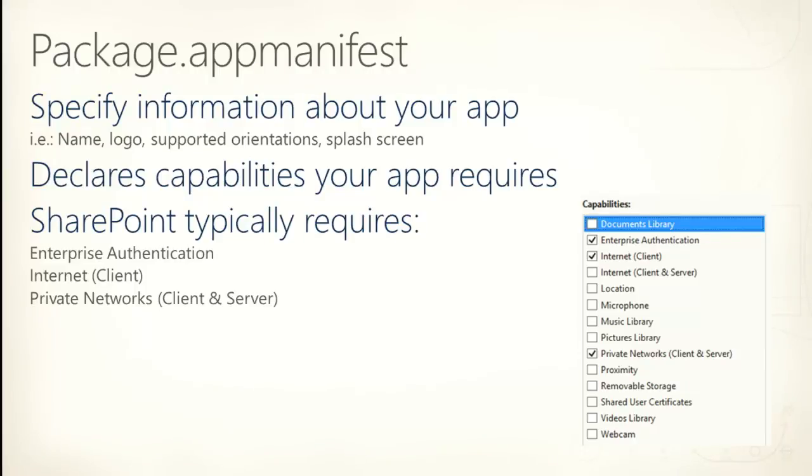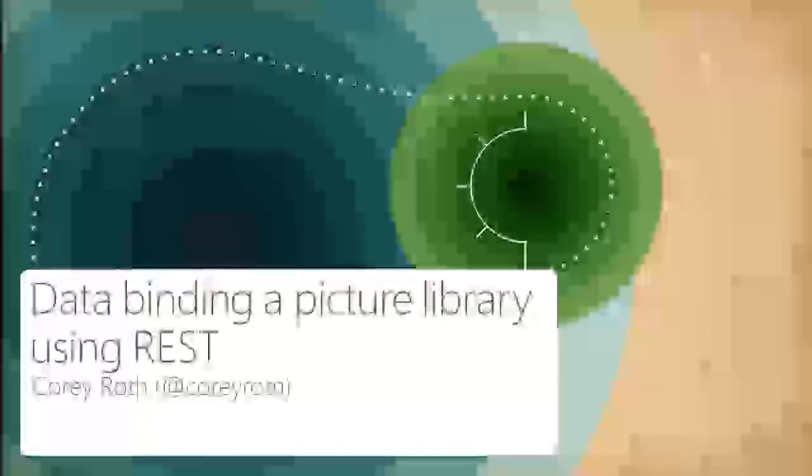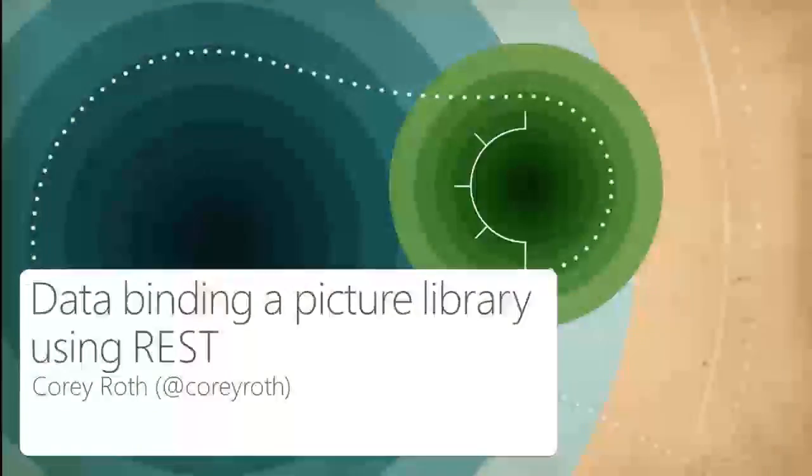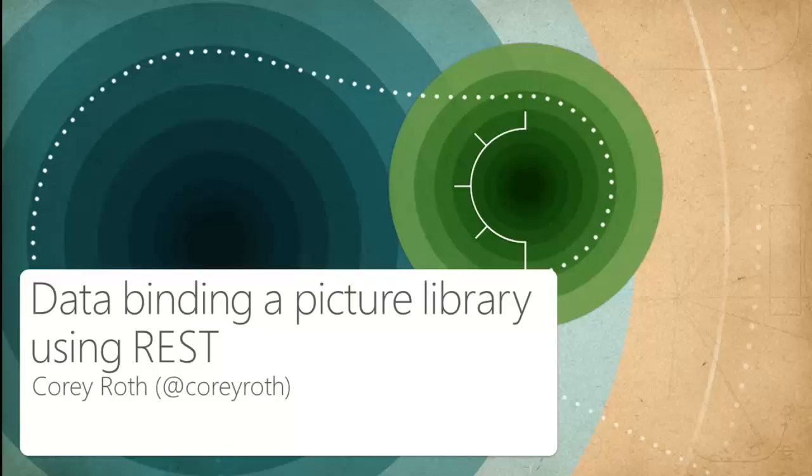And of course, if you're going to do other things, you can ask for things like the location or maybe the music library or the microphone or the webcam, things like that. If your app does anything like that, you can request those as needed as well. It's also where you specify the name and the start screen and what the app was actually titled. So let's go through a demo. We're going to look at REST, and then we're going to look at how to data bind it, and then we're going to actually customize how it looks.